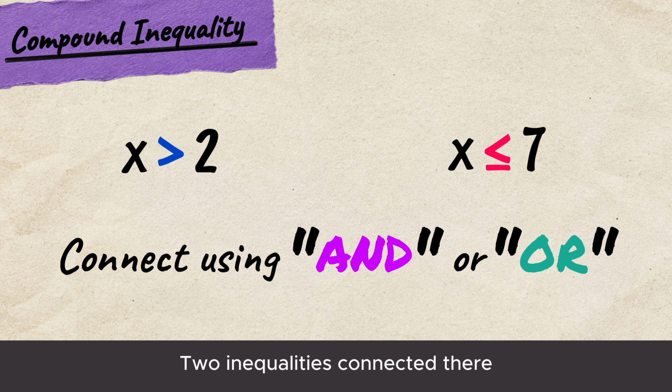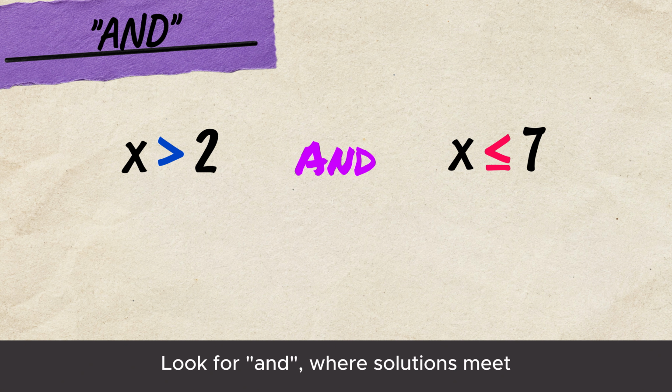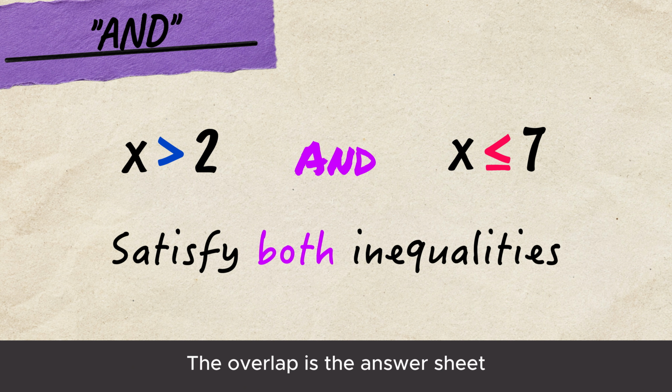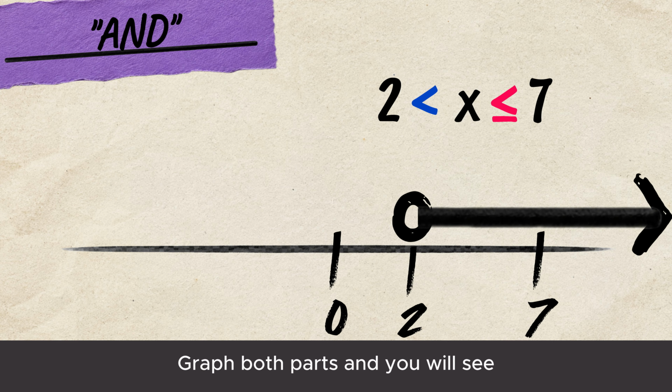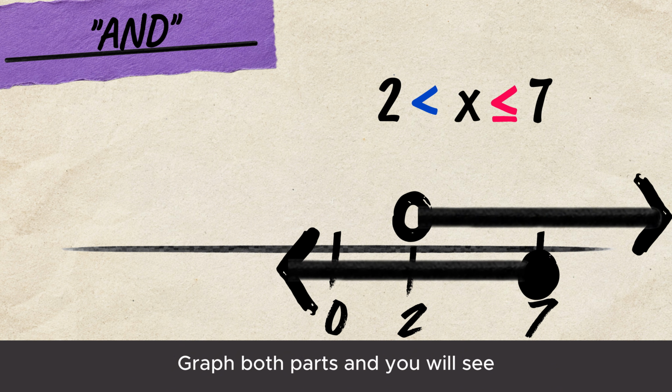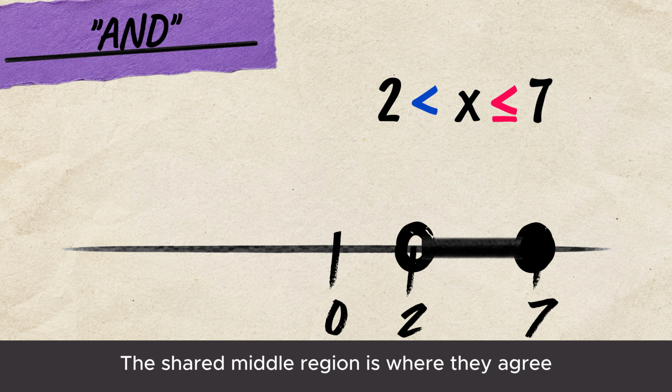A compound inequality comes in a pair, two inequalities connected there. Look for where solutions meet, the overlap is the answer sheet. Write it as a sandwich, common with the variable in the middle, bounded left and right. Graph both parts and you will see the shared middle region is where they agree.